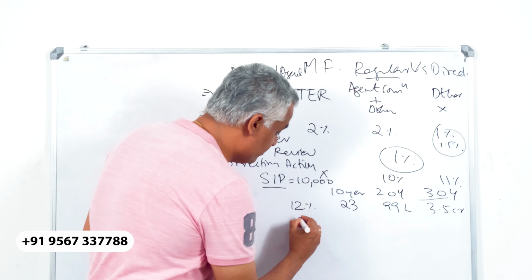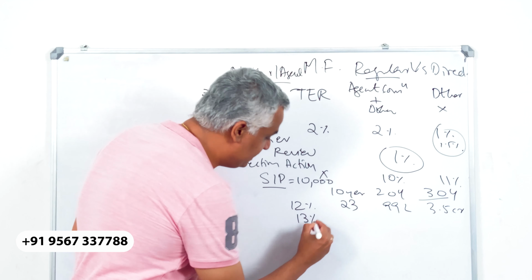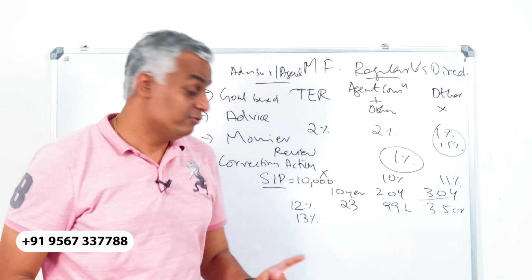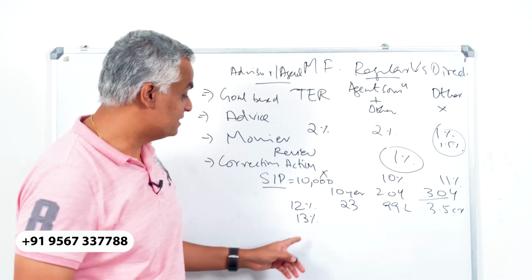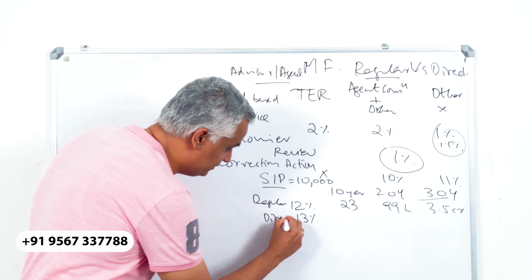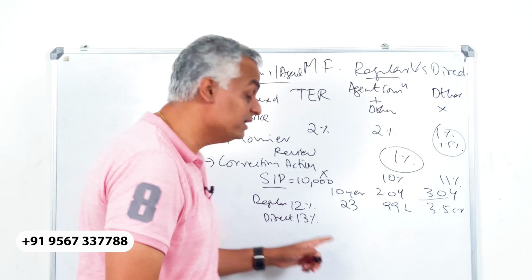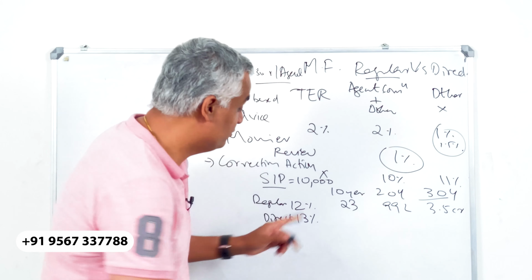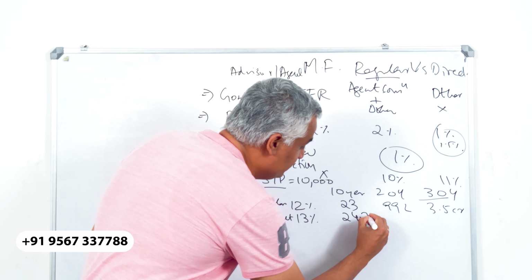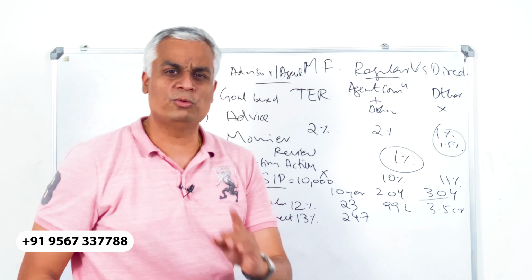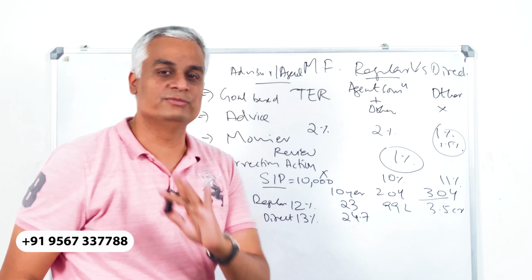But the same scheme, if you had invested in the direct mode and we are monitoring it as per the same method, we can get 1% extra if you are going with the direct mode. So this is the advantage we get. By doing that, in 10 years, instead of 23, we will get about 24.7 lakh rupees, almost 1.5 lakh difference.